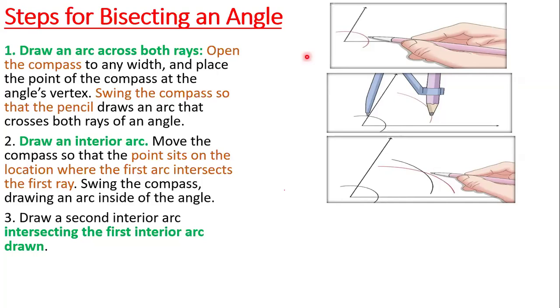Liliana, where's Liliana? Liliana, can you read the third step? Draw a second interior arc intersecting the first interior arc drawn. Very good. And Christian Wilson, read the third step as well. Draw a second interior arc intersecting the first interior arc drawn. Very good. And then finally, we're gonna do the fourth step.